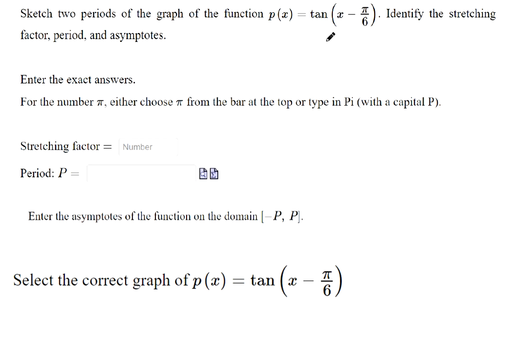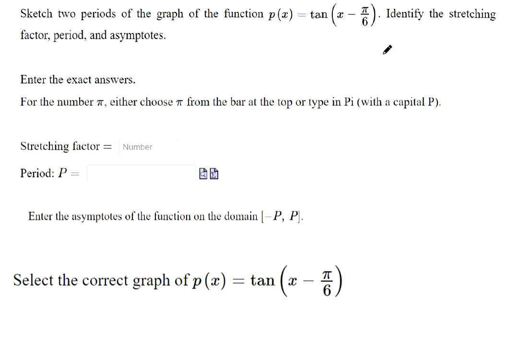So we're being walked through how to graph this function without using a graph calculator in Mobius. What they first want you to do is to identify a stretching factor. Stretching factor would be whatever the coefficient is of tangent. A stretching factor of 2, a stretching factor of 1.